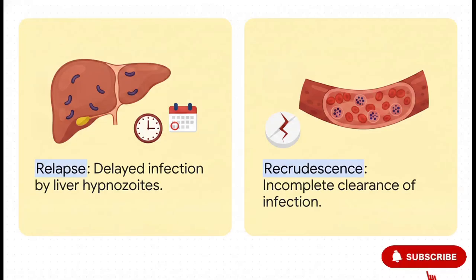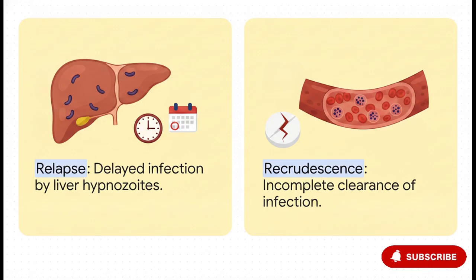So, the crucial point here, and this is a major point of confusion for a lot of medical students, is understanding how malaria can sometimes return after a patient seems totally cured. There's a very precise biological difference between a relapse and a recrudescence. A relapse is caused by those dormant parasites in the liver, they're called hypnozoites, waking up weeks or even years later. And remember, that only happens with the vivax and ovale species.